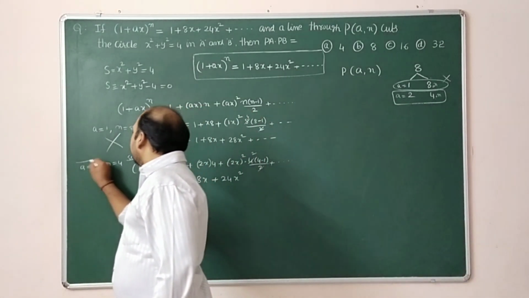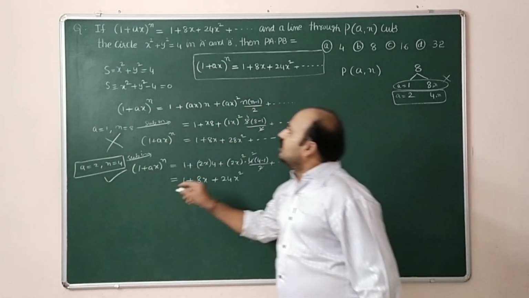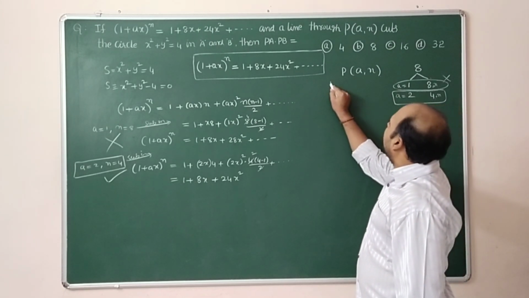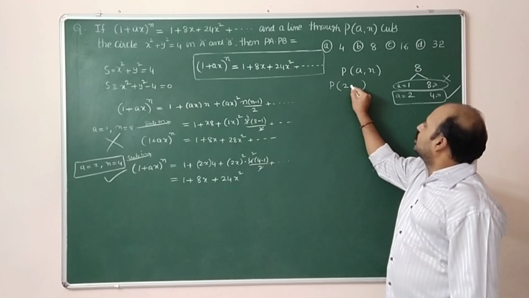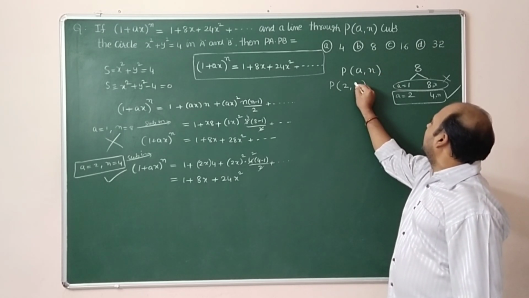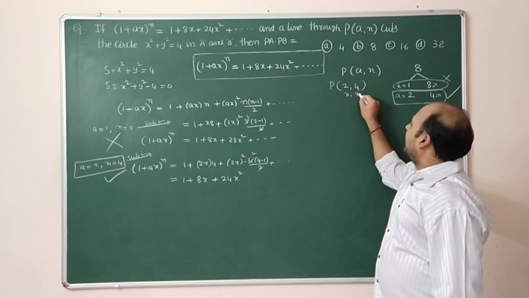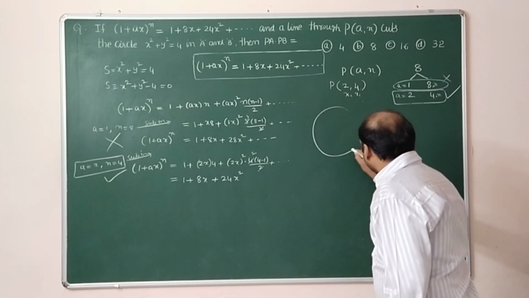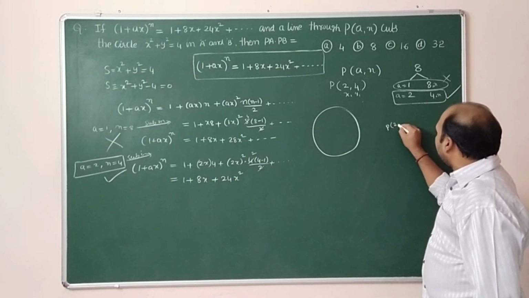So the right pair is a is equal to 2, n is equal to 4 for the corresponding binomial expansion. Therefore, this point P becomes P of 2 comma 4. So a value is 2, b value is n value 4. Now it will become x1 y1. After that, come to the concept. This is the circle equation. P point is here, P of 2 comma 4.